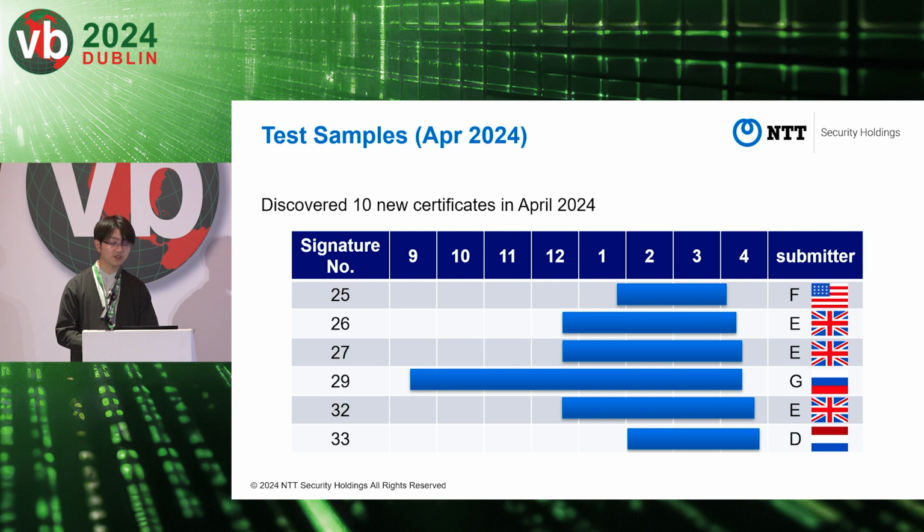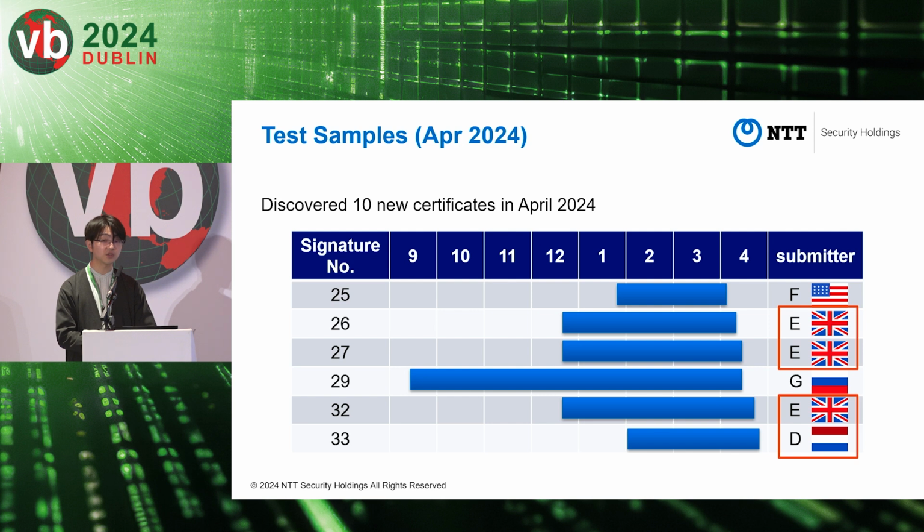We extended our investigation for an additional month and collected new MSIX files submitted in April 2024. As a result, we discovered 10 new certificates and we confirmed that 6 of them had test samples submitted. Interestingly, the time between the signing of these certificates and their abuse had lengthened. In particular, certificate number 29 had a delay of more than 6 months before the submission of MSIX file samples.